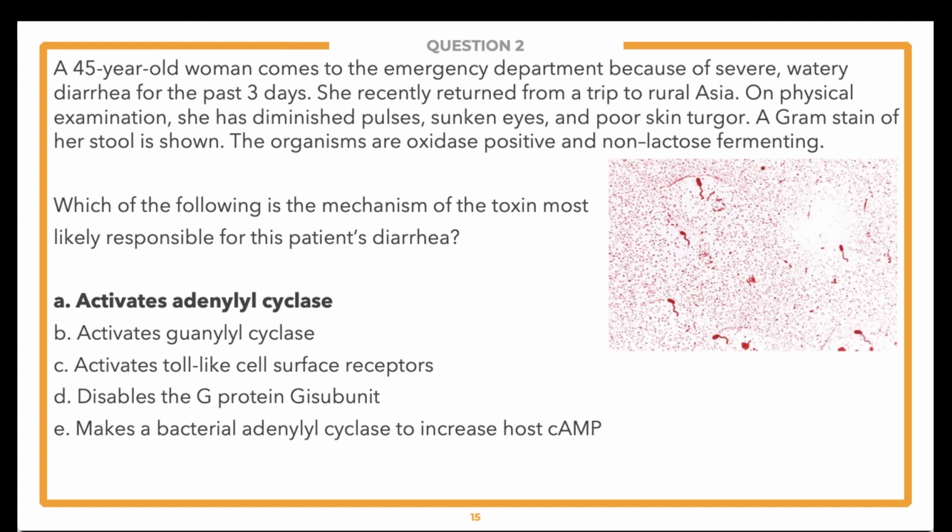Looking at the other choices here, answer choice B, the heat stable toxin of the enterotoxigenic E. coli, which is a lactose fermenting organism, that is what activates guanylyl cyclase. Okay, E. coli causes diarrhea, but is actually lactose fermenting.